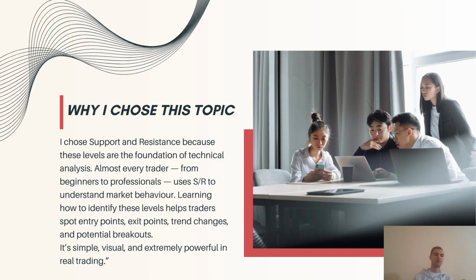So, what are support and resistance? Let's break this down. Support is like a floor, a level where price tends to stop falling because buyers step in. And resistance is the ceiling, a level where price tends to stop rising because sellers take control. What I love about this concept is how visual and intuitive it is. If the price keeps bouncing from the same zone, that is support, and if price keeps getting rejected at the same area, that is resistance. It's simple but incredibly powerful.